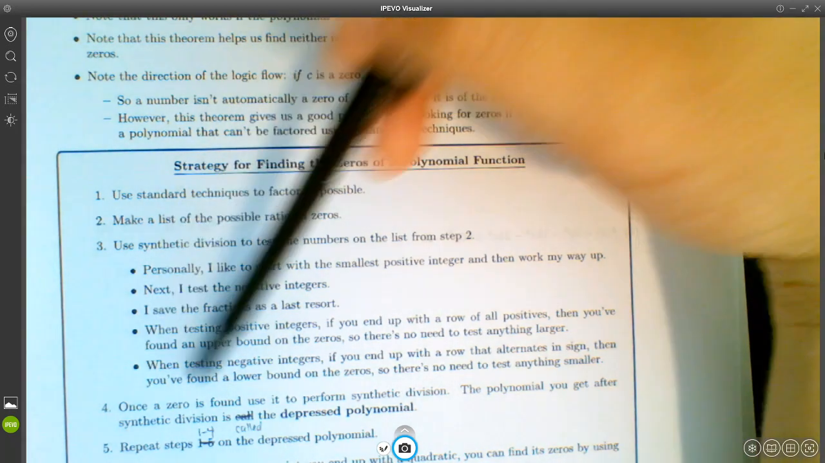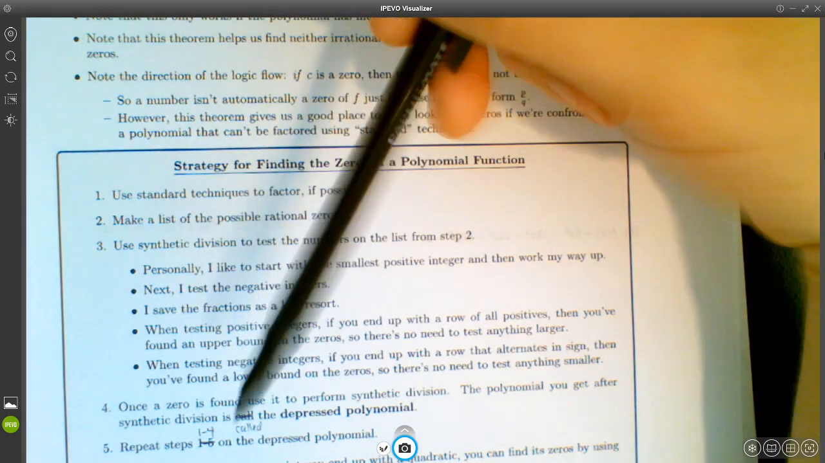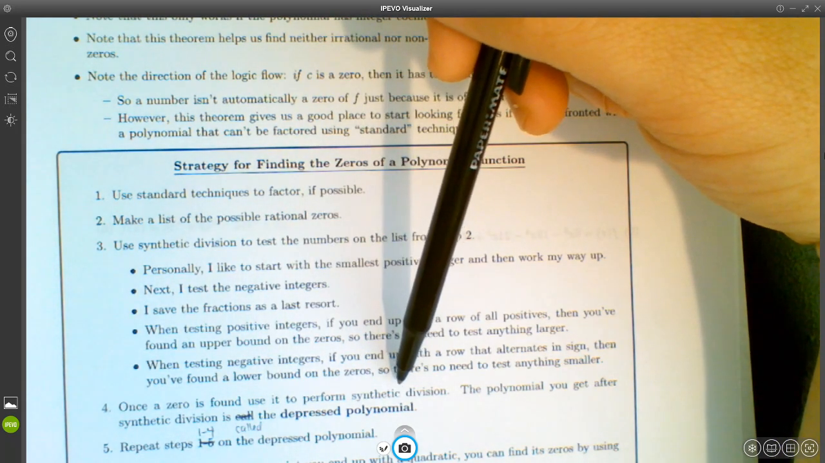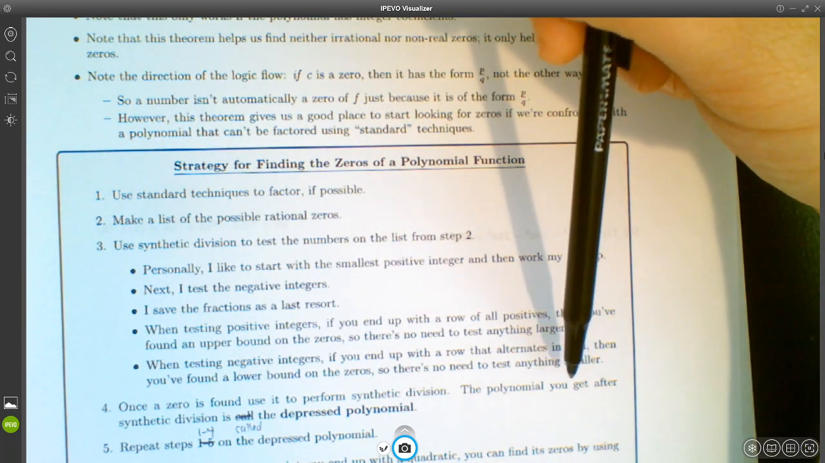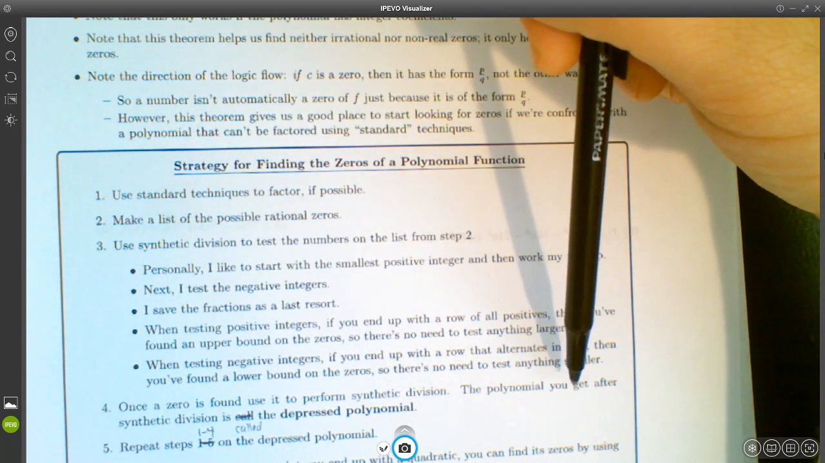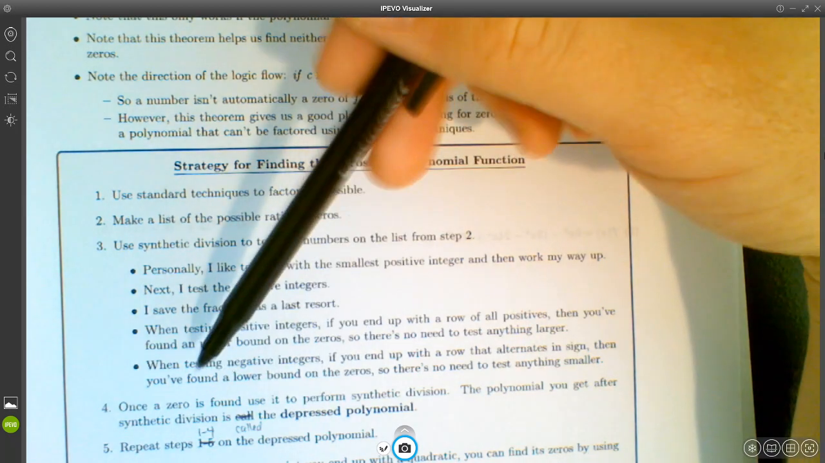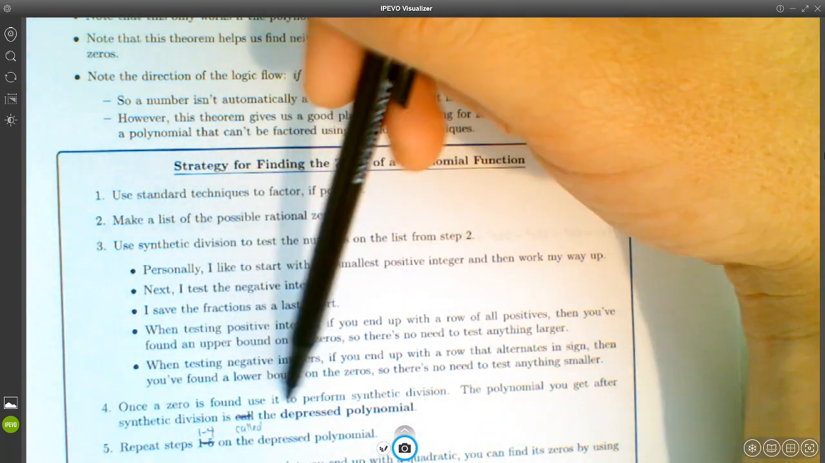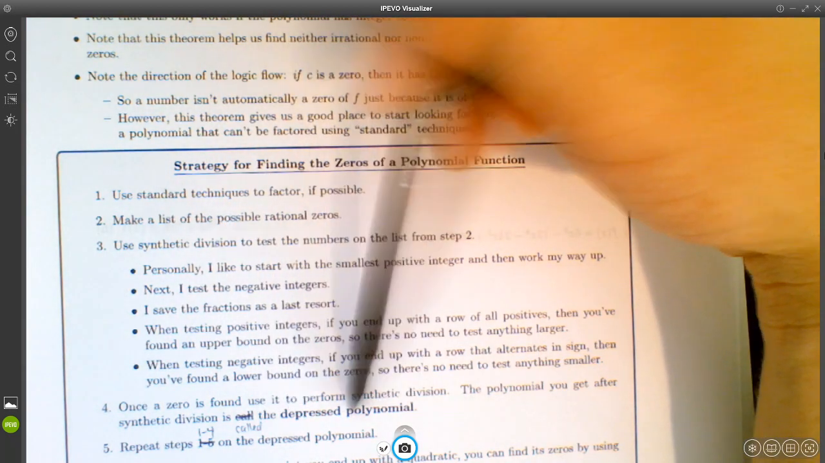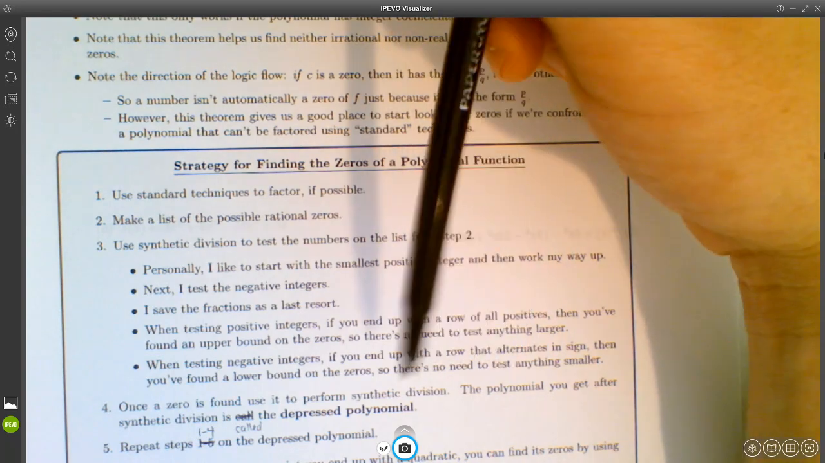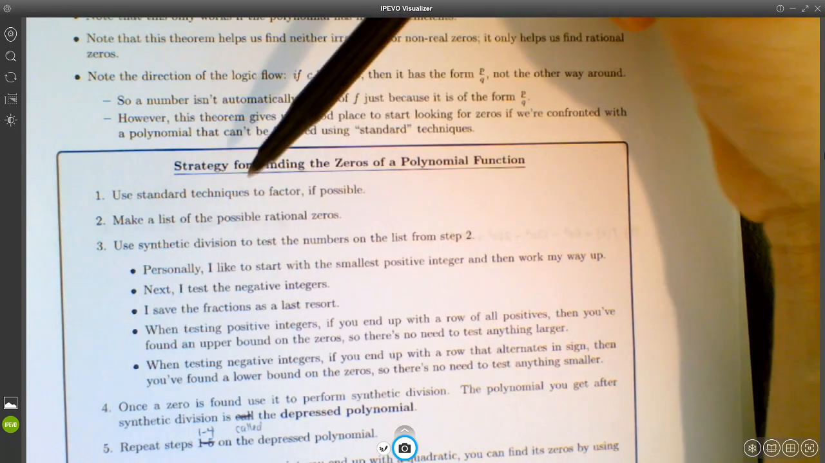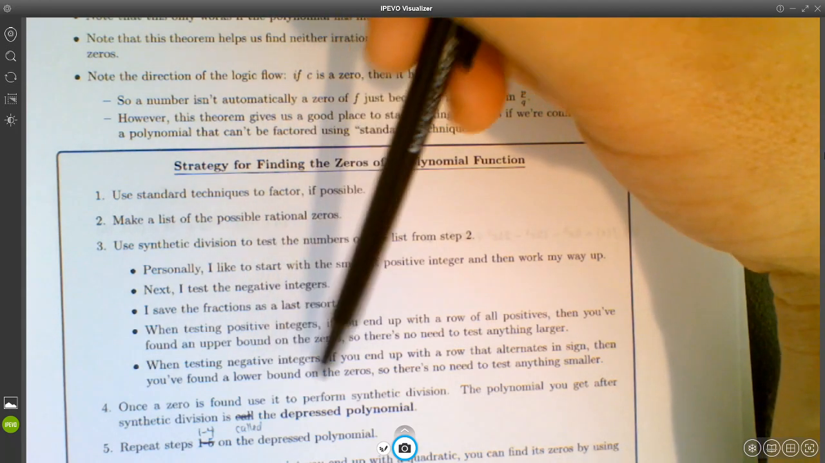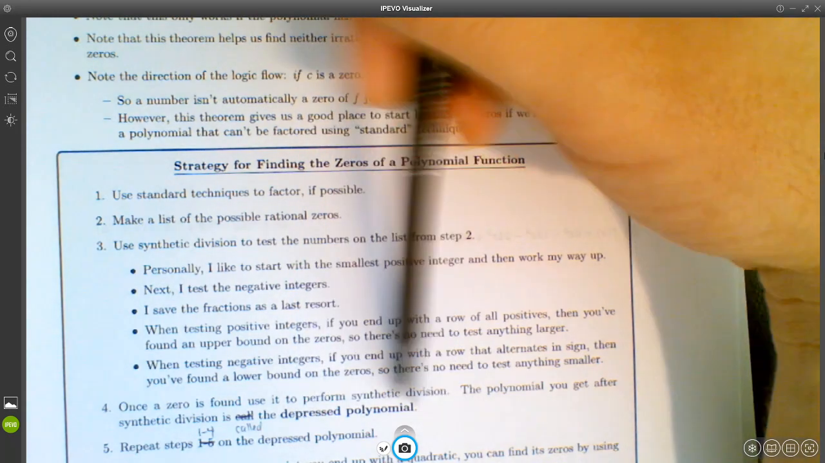So I test the zeros on my list. When I find one, then I would use synthetic division to see what polynomial I have left over after I factor out the corresponding factor to the zero that I found in step 3. Now the polynomial you're left with after the synthetic division is called the depressed polynomial. So once you found one zero, you factor it out and rewrite it as that factor times some depressed polynomial.